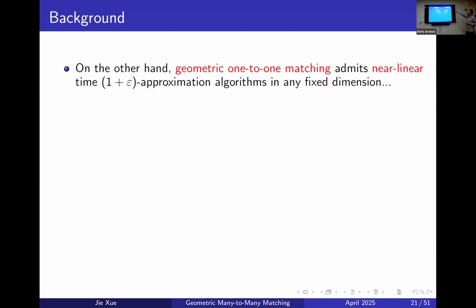There are two variants of the problem. Both of them admit near linear time approximation algorithms. One is you have a complete bipartite geometric graph where both parts have the same size. The other variant is you have a complete geometric graph with an even number of vertices, and you want to find a minimum weight perfect one-to-one matching. That variant also admits a 1 plus epsilon near linear time algorithm.